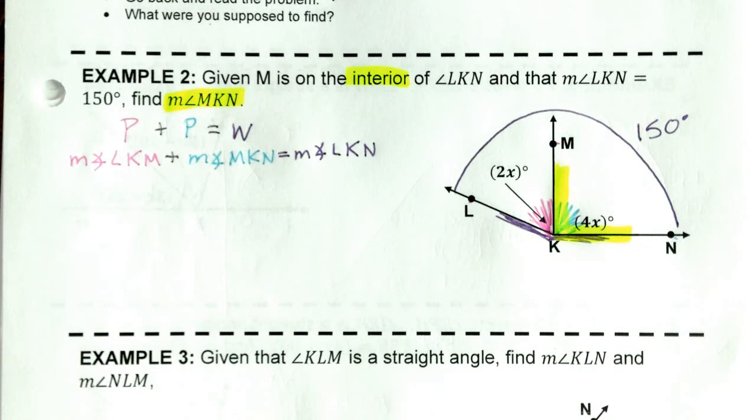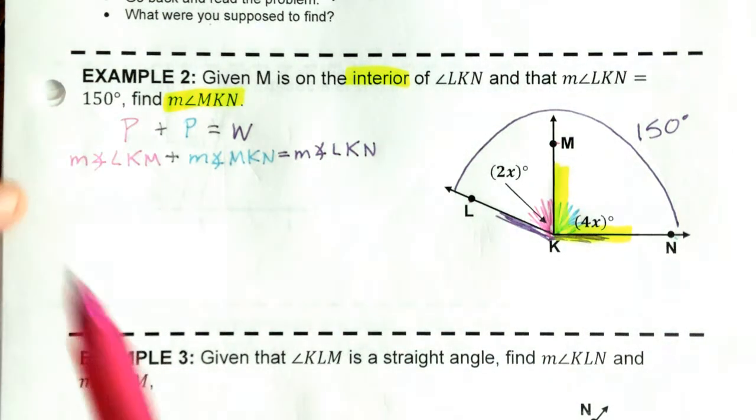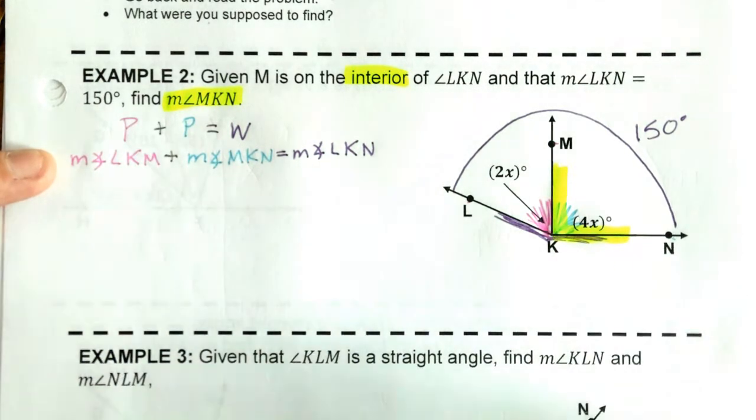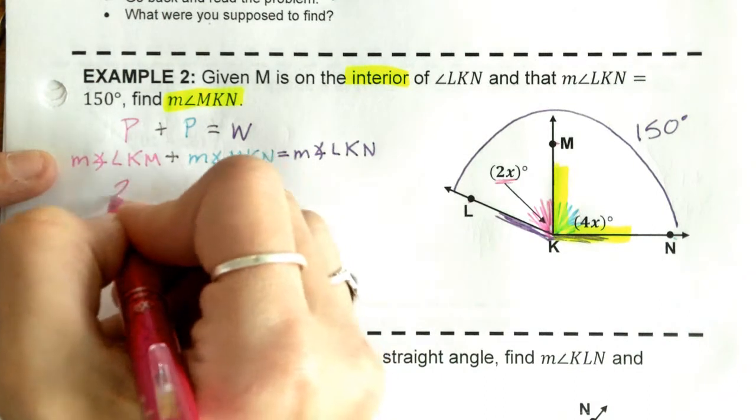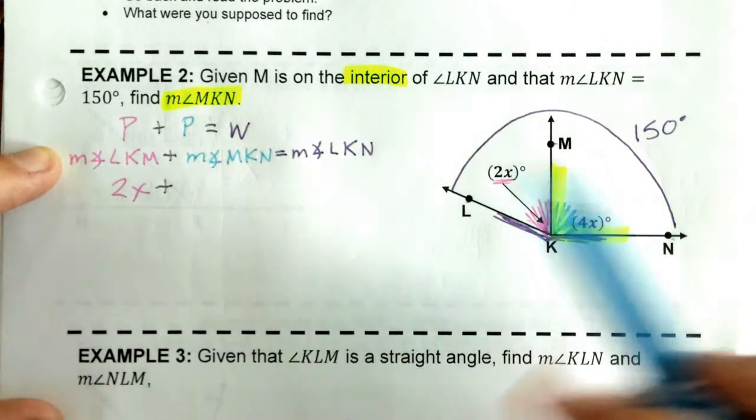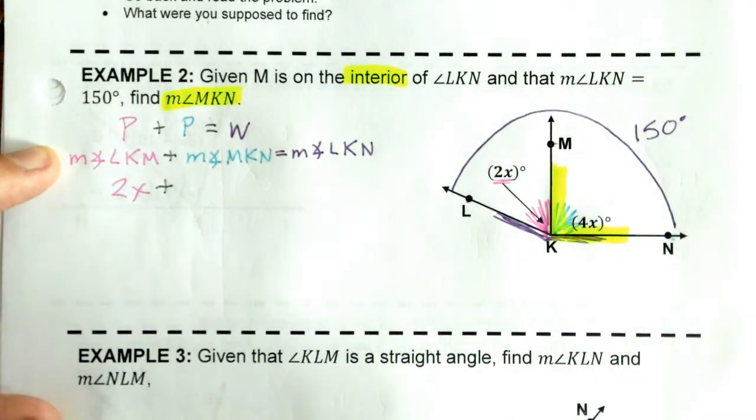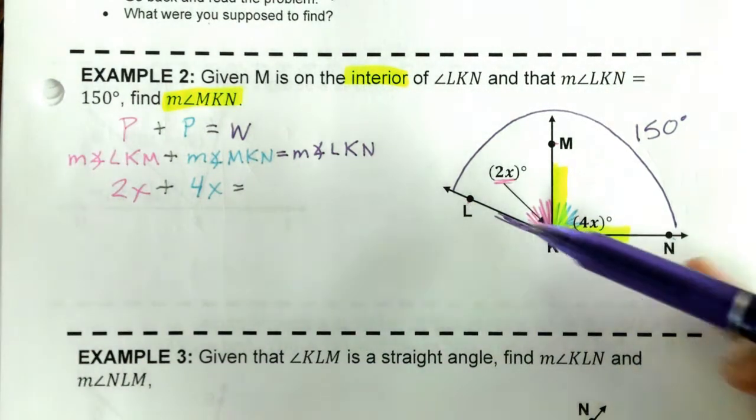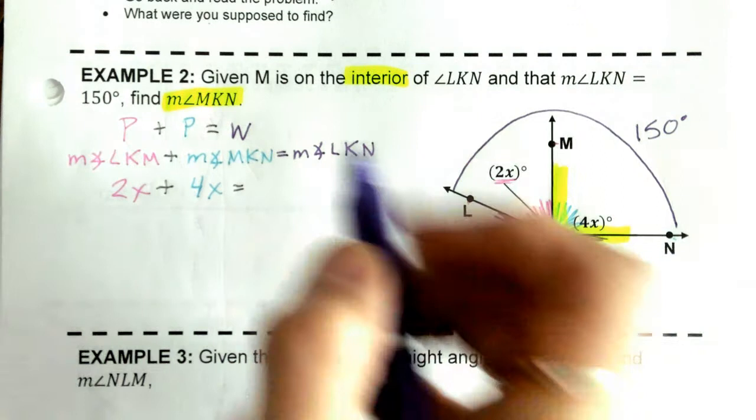So we've written our math sentence or math statement. Now we're going to substitute in what information they gave us. On our picture, or diagram, what is the measurement of angle LKM? 2x. Plus, what is the measurement of angle MKN? 4x, good. All set equal to the entire thing, the measurement of angle LKN. That 150, good.